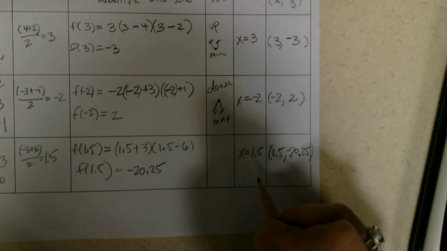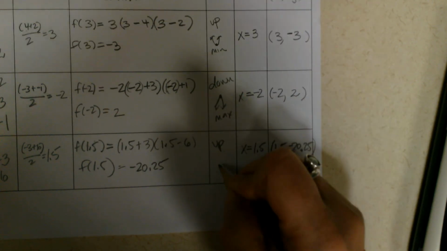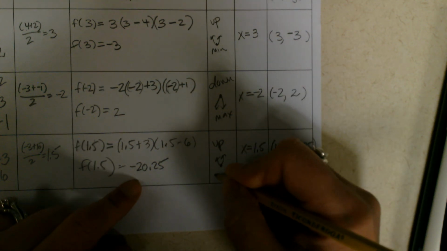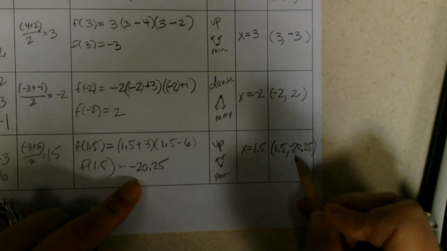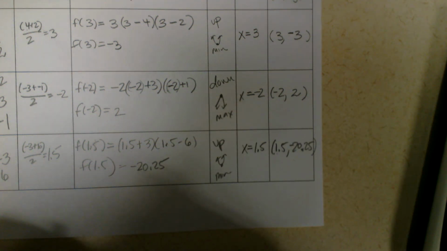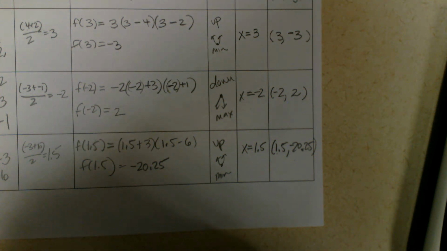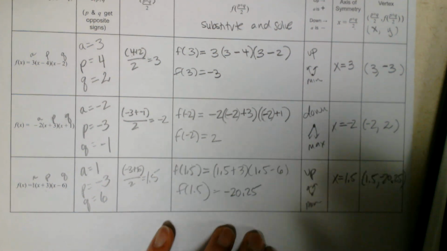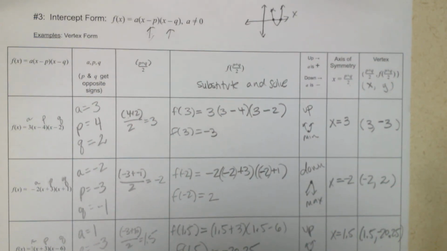And let's see if it opens up or down. A is positive, so it's going to open up. So that's way down on that y-axis. It's going to have a minimum at positive 1.5, negative 20.25, and an axis of symmetry, imaginary line crossing at 1.5. So this has been the three forms of a quadratic function.